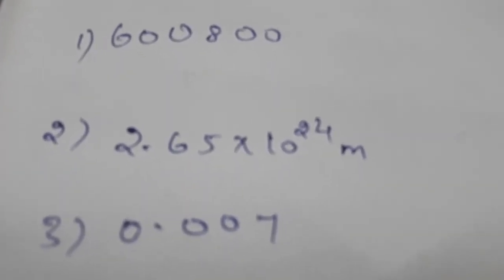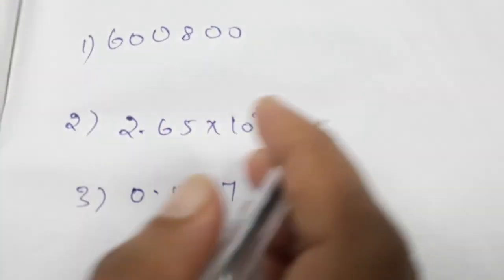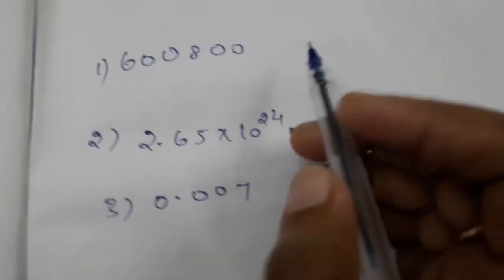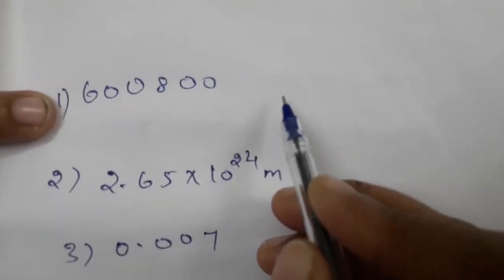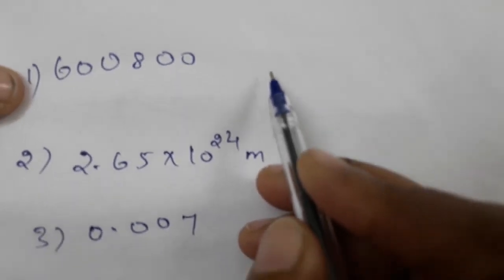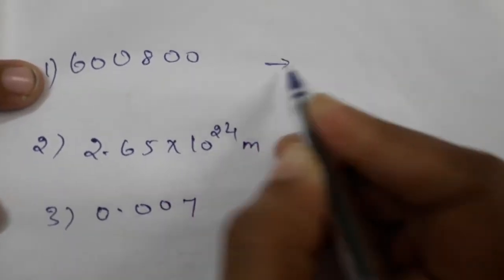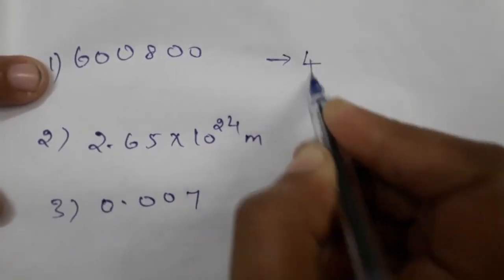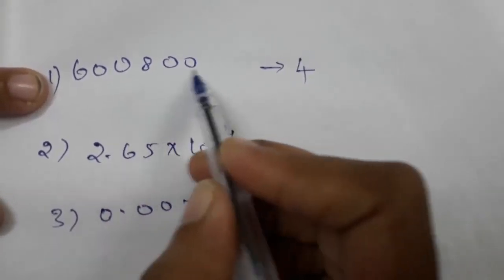I think you understood the rules for significant figures. Let us check the examples. First number, 600,800. How many significant figures are there? Yes, there are 4 significant figures. 1, 2, 3, 4. The trailing zeros are not included.